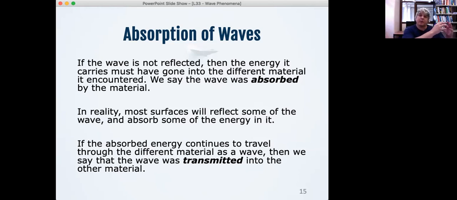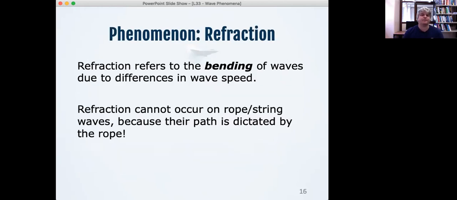If the energy from the wave that comes in and hits the surface just sort of dissipates and spreads out, maybe heats it up a little bit or does whatever it does, and doesn't become a wave on the other side in the other material, then that's just absorbed. So there's just a slight difference. Technically, the absorption still includes the transmitted wave. Right, so absorbed just means the energy is now in that other material. If it's in that other material and still traveling as a wave, then it's transmitted.